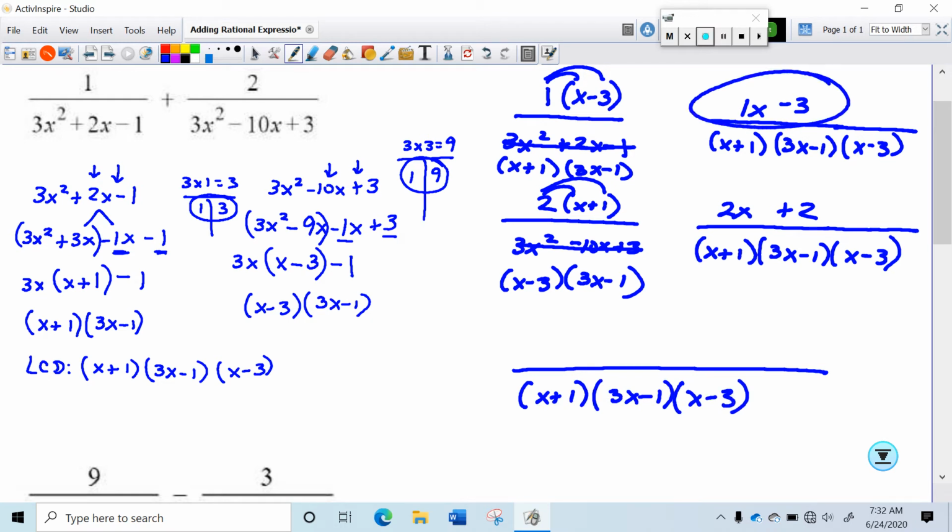And the numerators you put together. So for my x's, I've got 1 and 2. That's 3 x's. And for my numbers, negative 2 constants. Negative 3 plus 2 is negative 1.